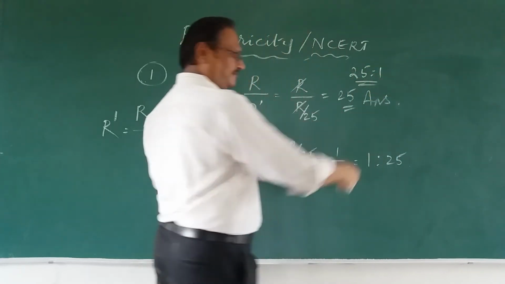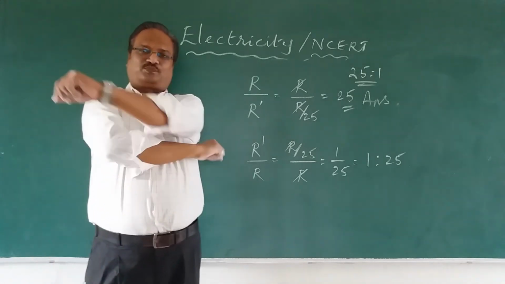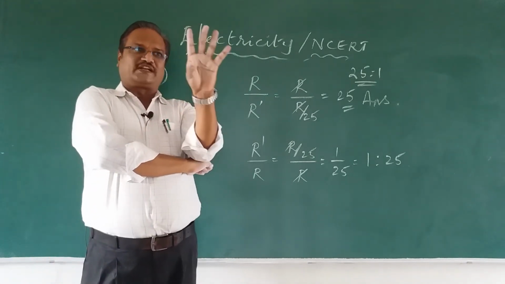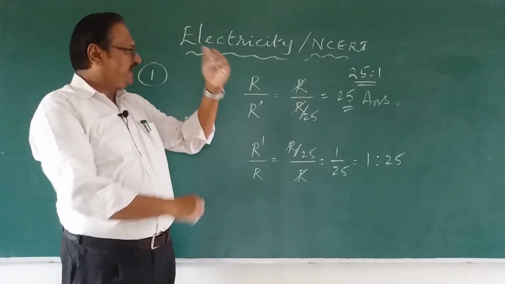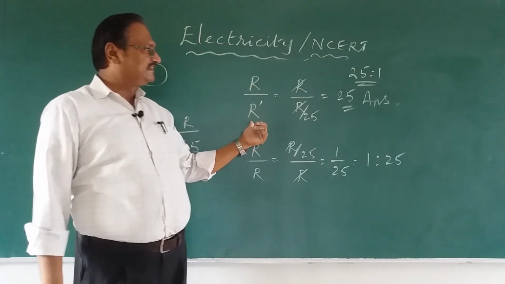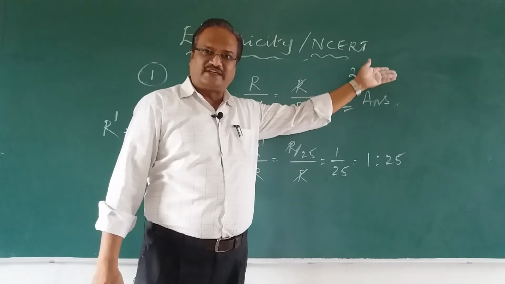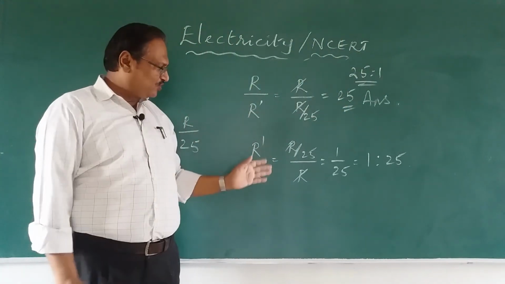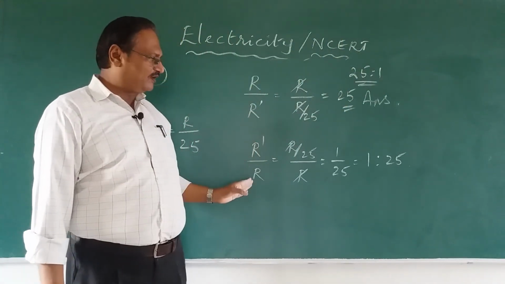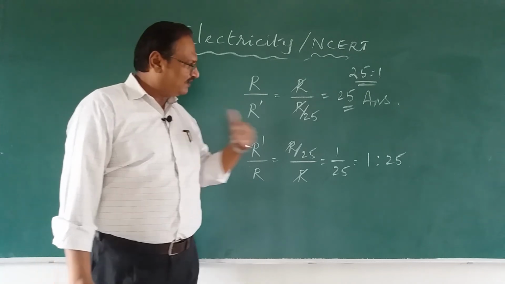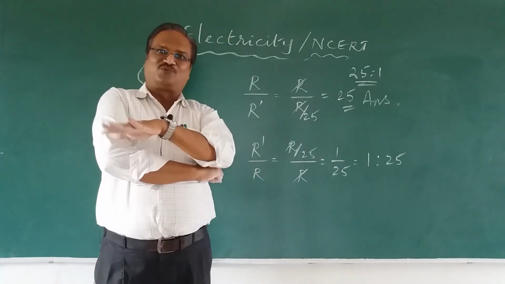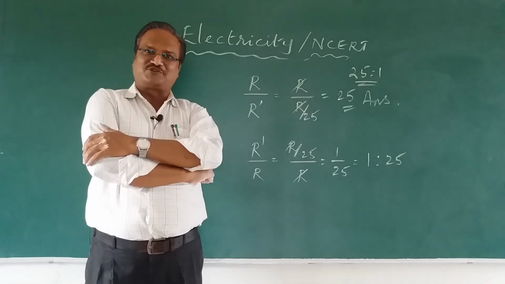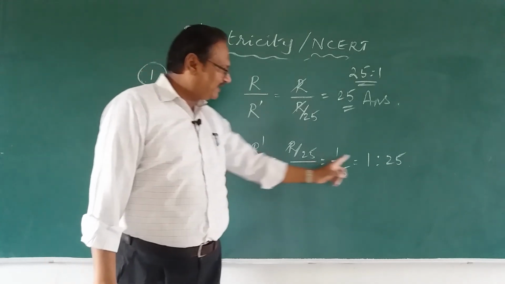You see how it is, suppose you have MCQ. In MCQ, only 4 choices are there. And you read R upon R dash, 25:1, you will tick it. Suppose you read it as R dash upon R, which usually I do, answer will come 1:25. New value upon old value. Many times we make the mistake, right?